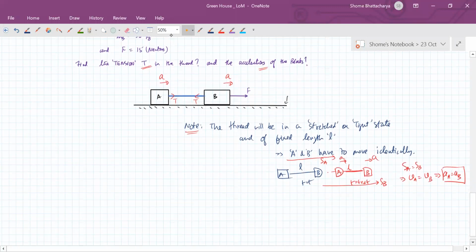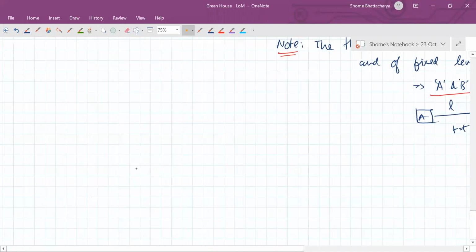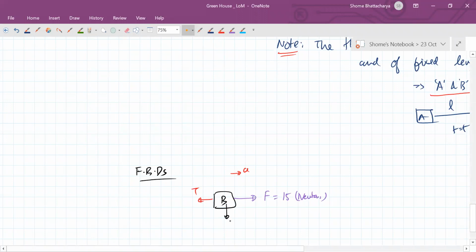Okay, so now you look at the individual free body diagrams. For block B on this side, what all forces are acting? We are applying the external force from this side, and that was 15 newtons. And the string is pulling back with a tensile force T, which I don't know, and there is some acceleration here. And of course there are the vertical forces, the weight of this block and the normal reaction that the ground is applying.